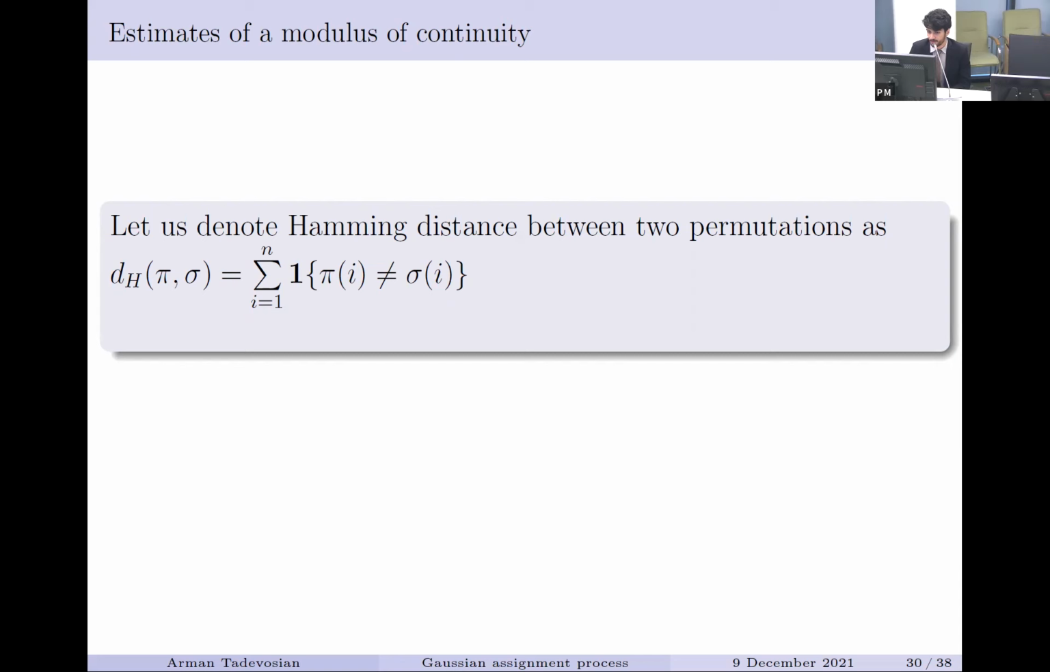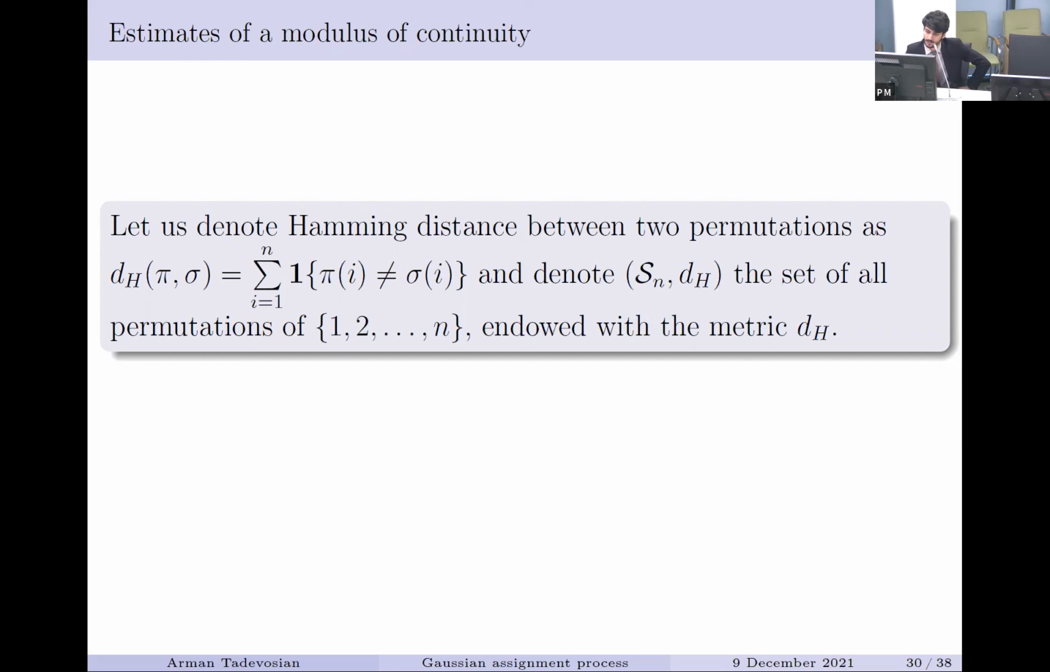sum of indicators where pi of i is not equal to sigma of i. So if two permutations differ in almost all positions, then this distance is quite large. And in opposite, when two permutations coincide in almost all positions, then the distance is approximately 0. And denote the pair S_n and d_H, the set of all permutations endowed with the metric d_H. So it becomes a metric space.